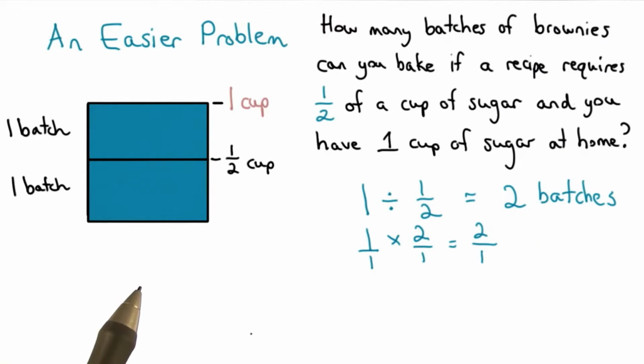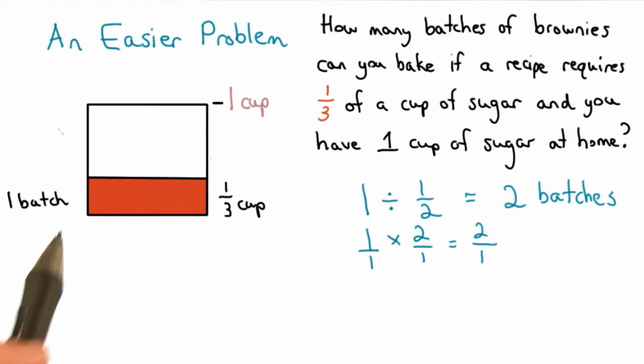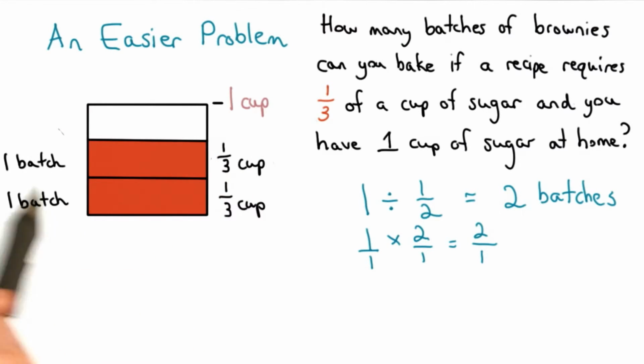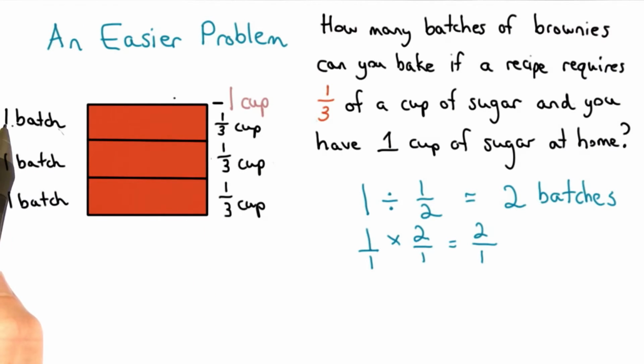Let's change this problem a little bit and see what we can find out. What if instead our recipe called for 1/3 a cup of sugar? I know if I use a 1/3 cup of sugar, I'll make 1 batch of brownies. If I use another 1/3 a cup of sugar, I'll make another batch of brownies. And if I use my last 1/3 a cup of sugar, I'll make 1 more batch of brownies. So let's put this with some math.